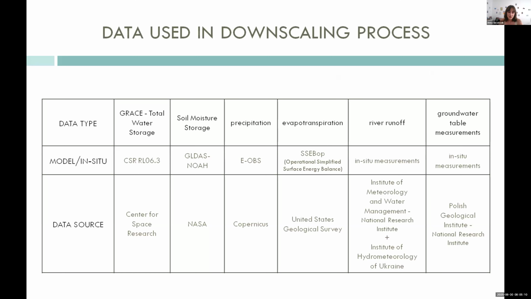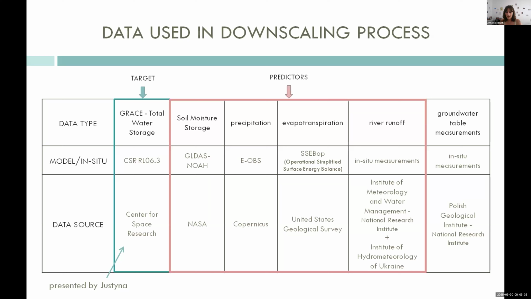The first type of data is obviously GRACE, which is the target data. It was used from Center for Space Research, but this data is going to be presented by Justyna in a later presentation. I will focus on the 4 predictors that we used, which is soil moisture storage.